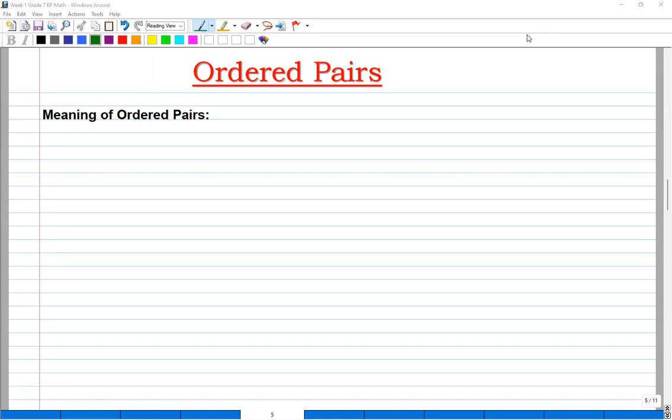Welcome to our lesson. Today we are going to be looking at Unit 1 about ordered pairs. So let us now look at the meaning of ordered pairs. You see, in our daily life, we always encounter situations where we need to order things, or a situation where there is a pair of things.